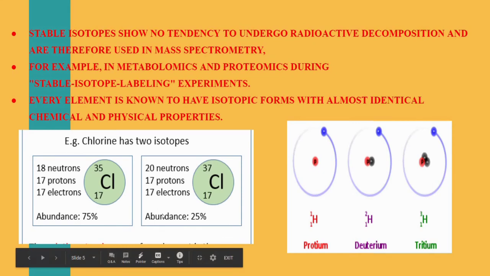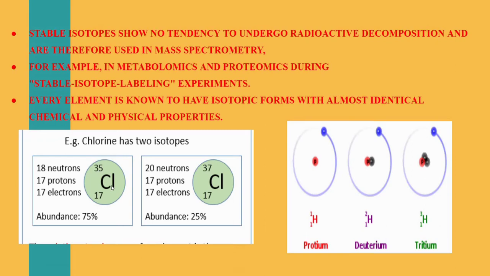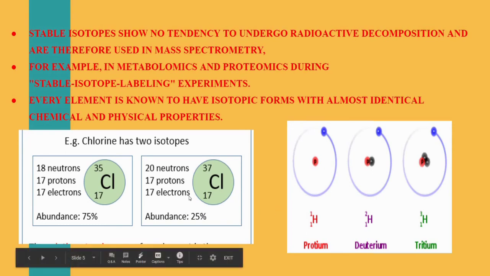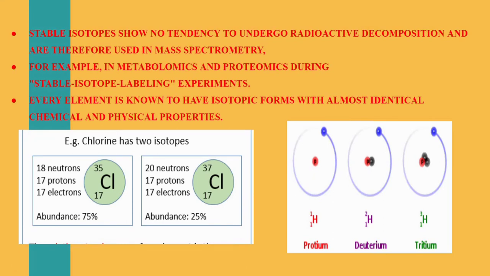And our chlorine has two isotopes: the normal chlorine with atomic number 17, chlorine 35, and chlorine 37. This is radioactive, this is unstable, so it will undergo radioactive decay to come back to its normal stable state. So we can use these radioactive isotopes for tracing and for measuring the age of fossils. And also the radioactive rays are used in the medical field as markers and tracers. So that's about isotopes.